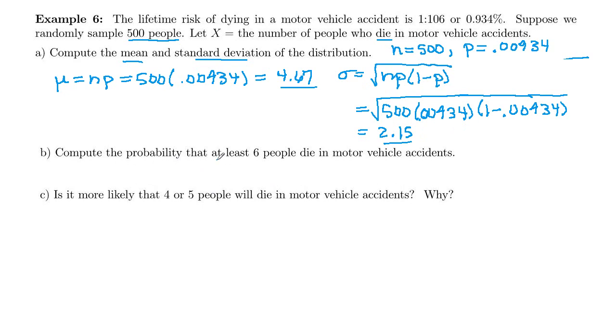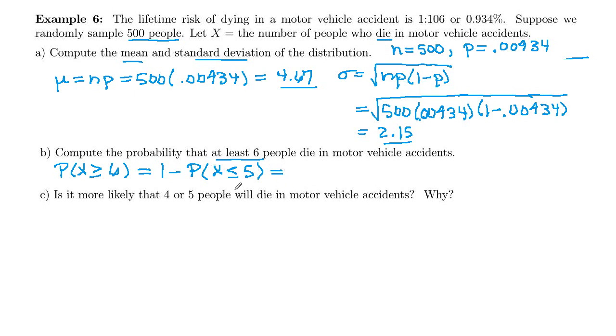Compute the probability that at least 6 people would die in motor vehicle accidents. So this is asking what's the probability that X is greater than or equal to 6, at least. So 6 is the least, anything bigger is acceptable in terms of what we're looking for. Binomial probability, the calculator can only give you less than or equal. So we have to write this as 1 minus the complement probability. If you're not greater than or equal to 6, you're going to be less than or equal to 5. So strictly less than 6, less than or equal to 5.